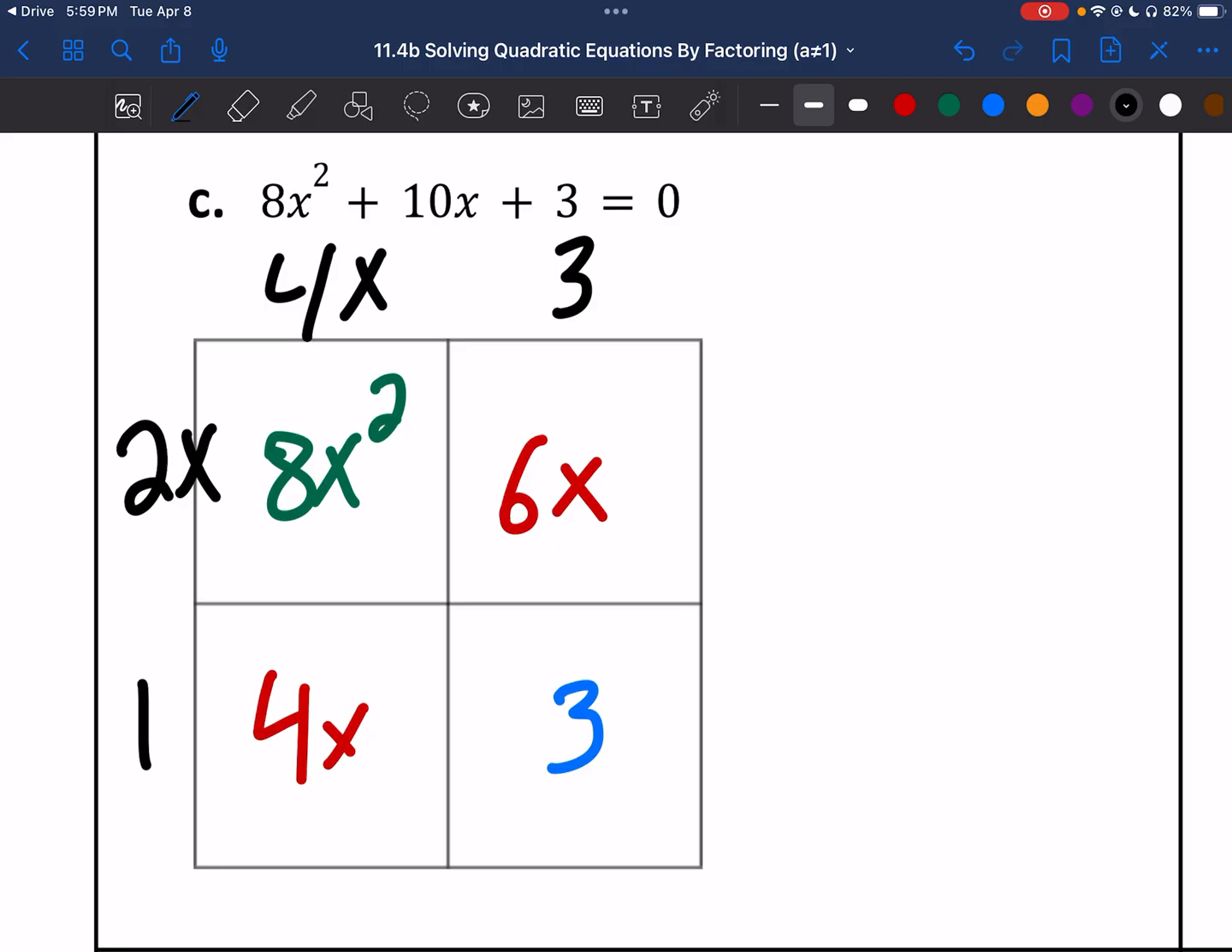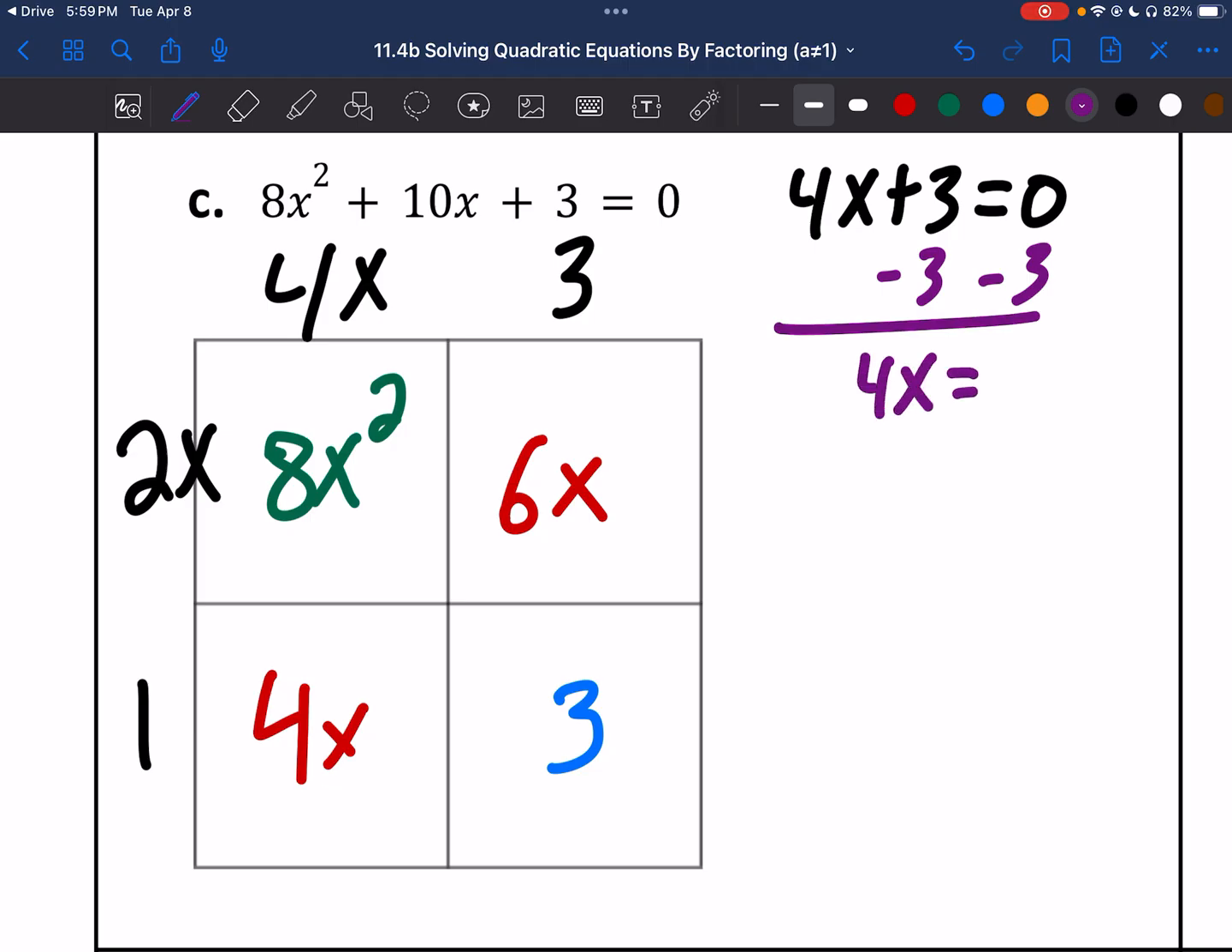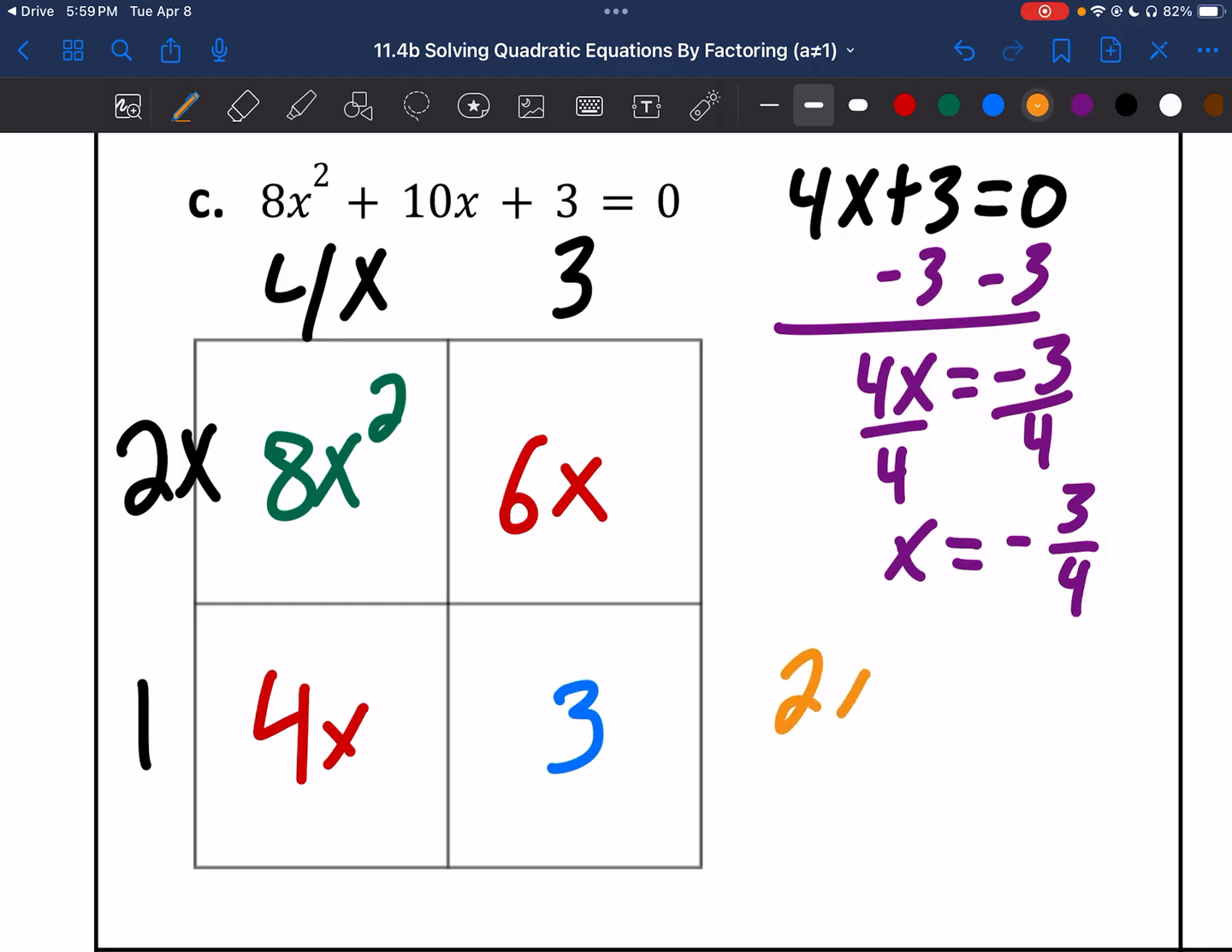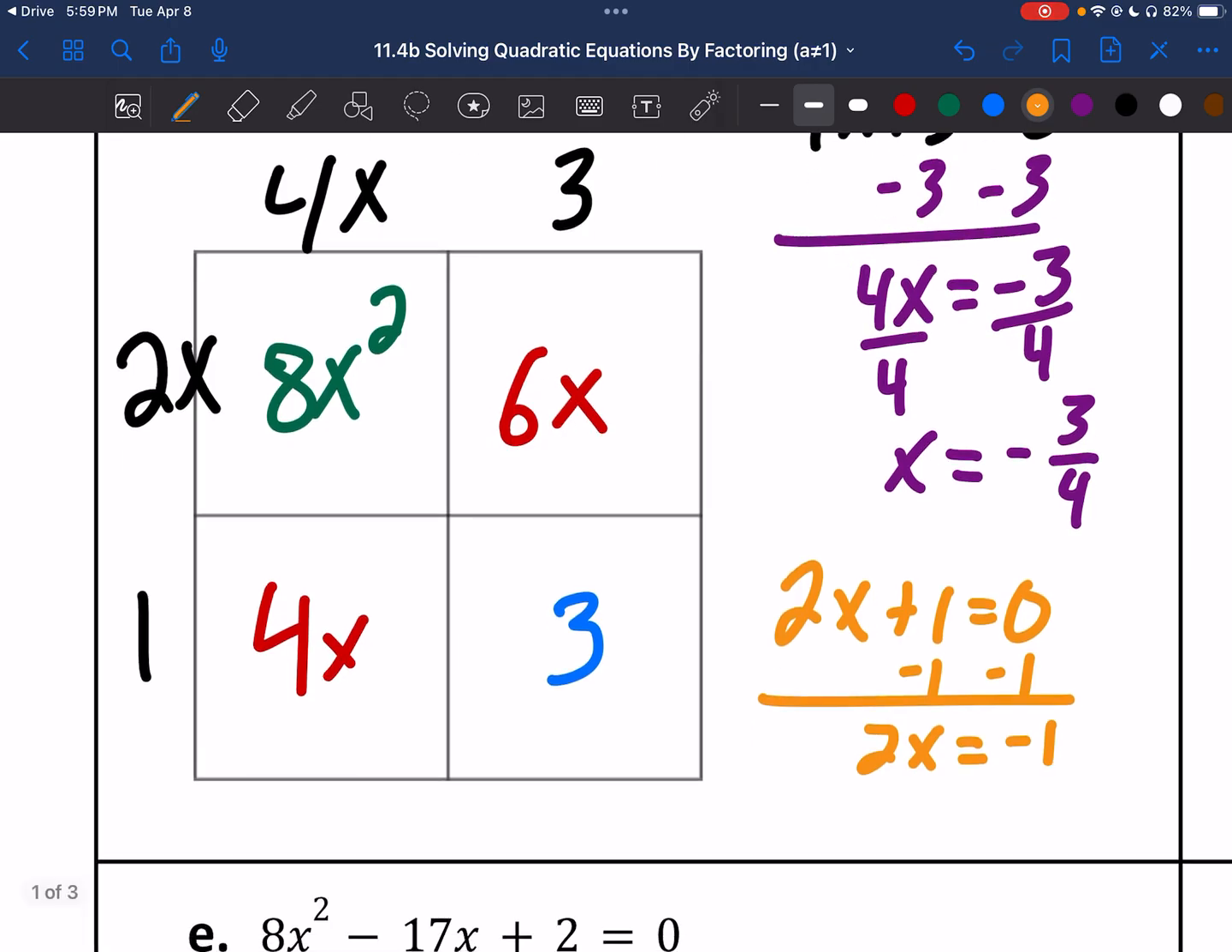So we have 4x plus 3 equals 0. We go ahead and start solving it. We subtract 3 on both sides. 4x equals negative 3. And then we divide both sides by 4 to get x by itself, and x equals negative 3/4. Our second expression, 2x plus 1 equals 0. Subtract 1. 2x equals negative 1. Divide by 2. X equals negative 1/2.